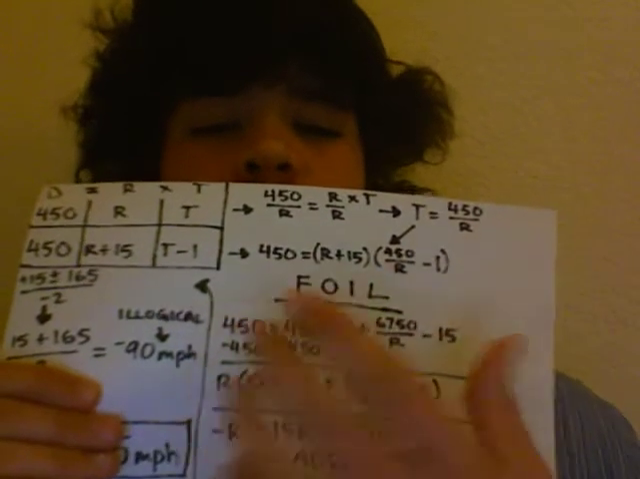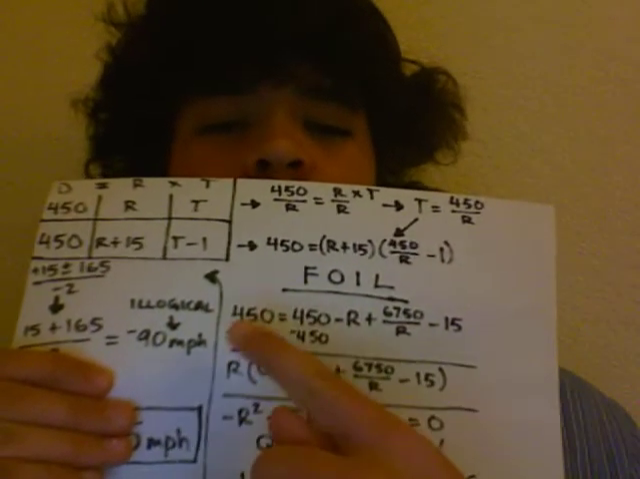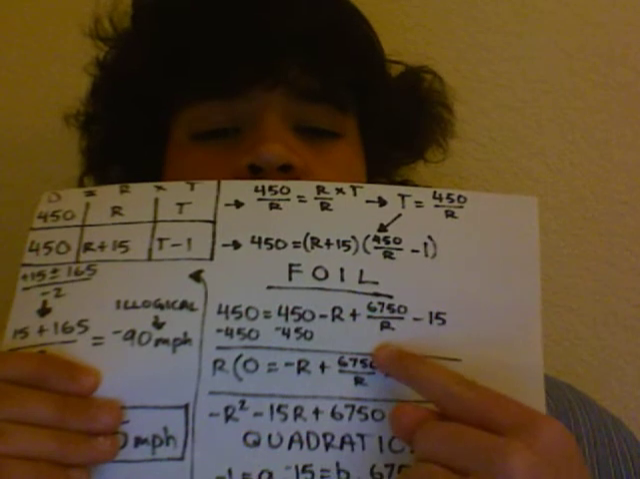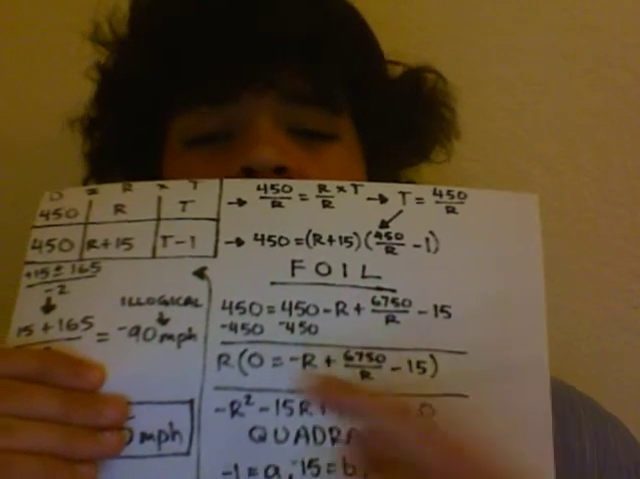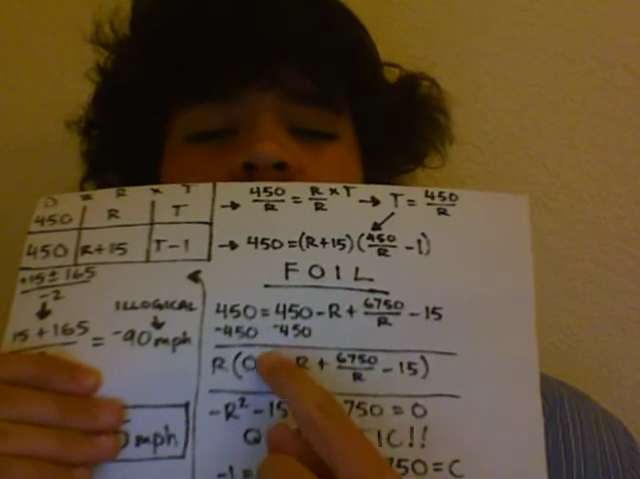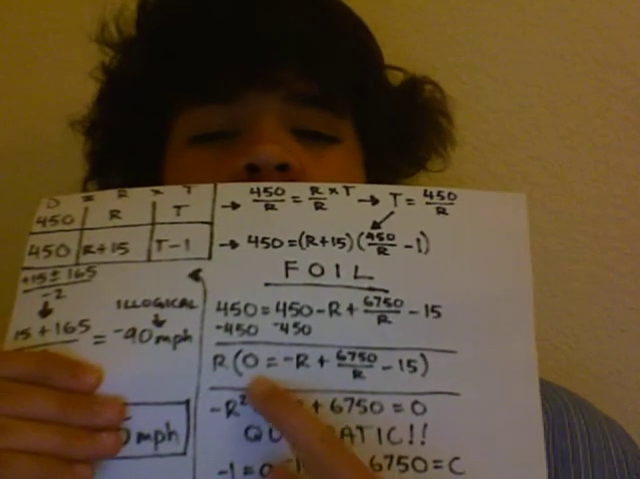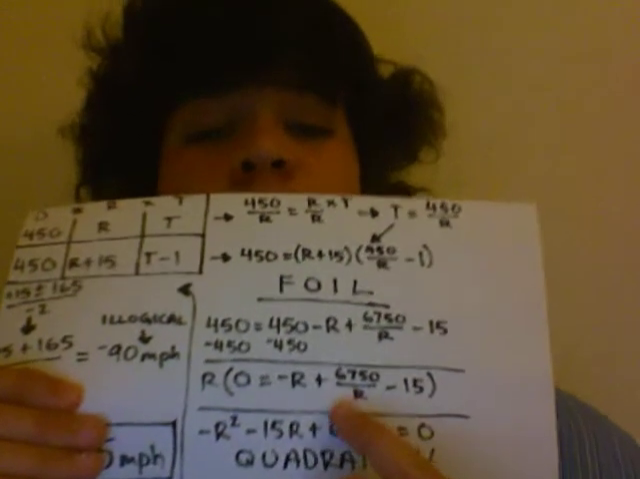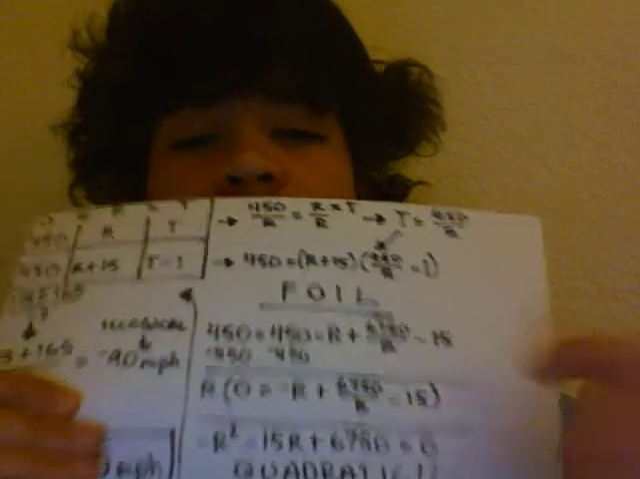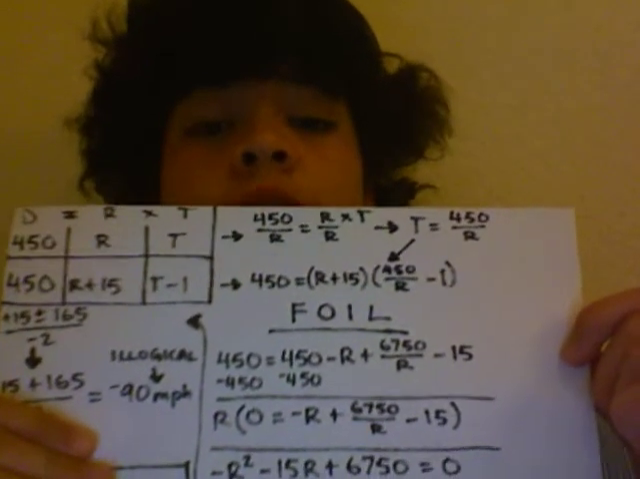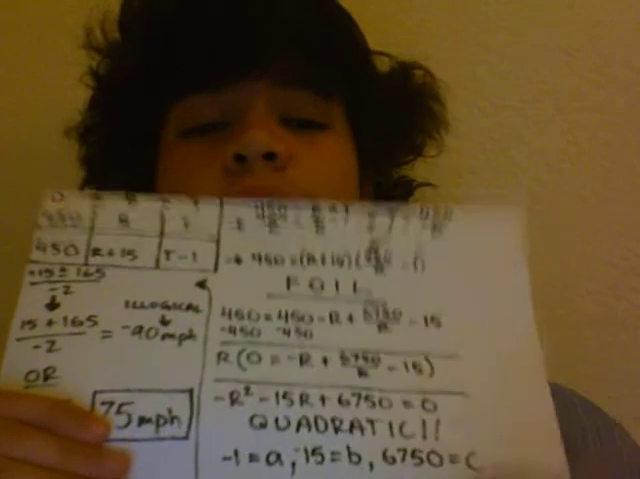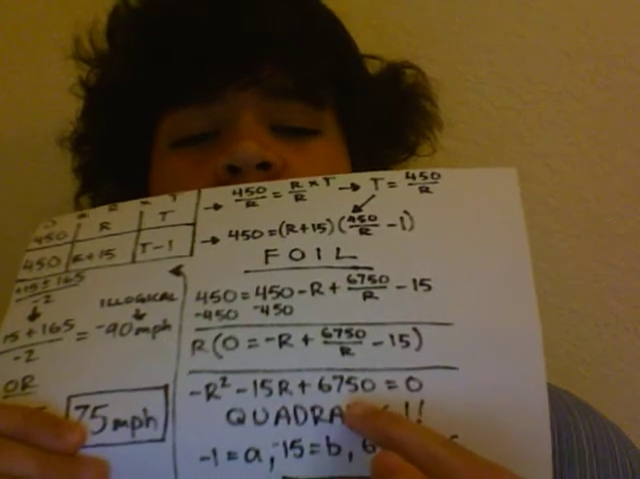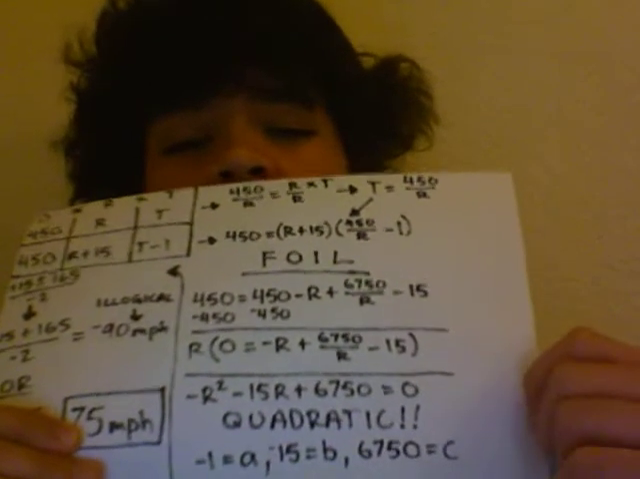And then you FOIL it, just combine them all together, and you get 450 equals 450 minus r plus 6,750 over r minus 15. And then you're going to cancel out what you can, so you subtract 450 on both sides, and then you get 0 equals negative r plus 6,750 over r minus 15, and then you're going to take that and multiply it all by r, so then it becomes a quadratic. As you can see, we have negative r squared minus 15r plus 6,750. I rearranged a little bit after multiplying it by r.